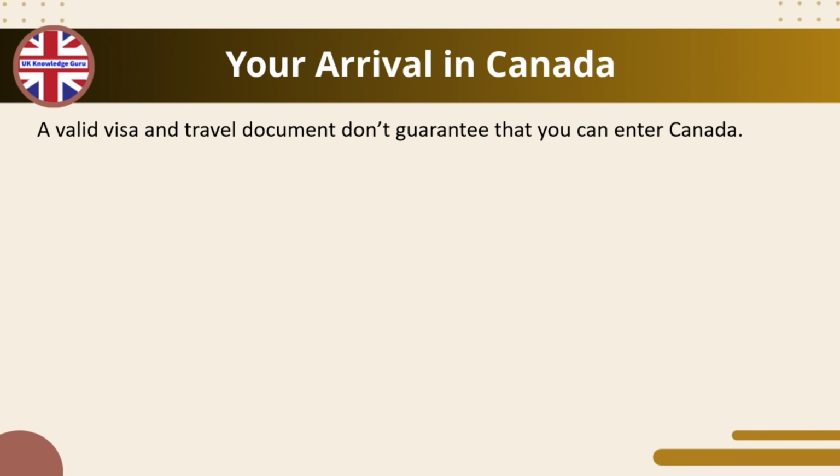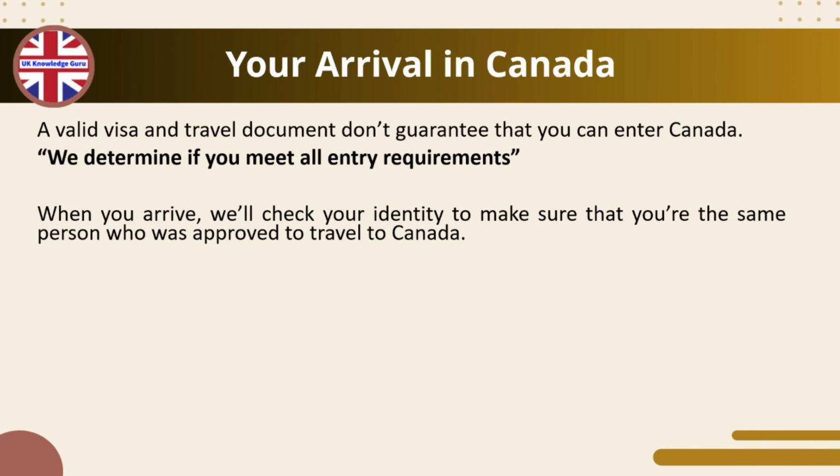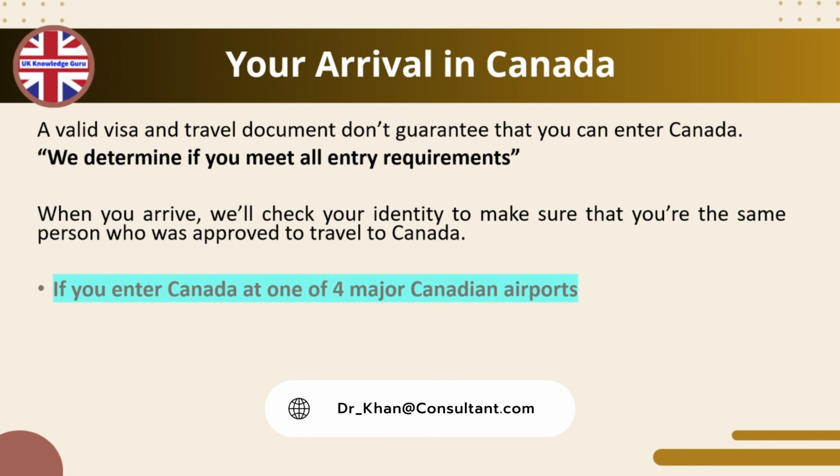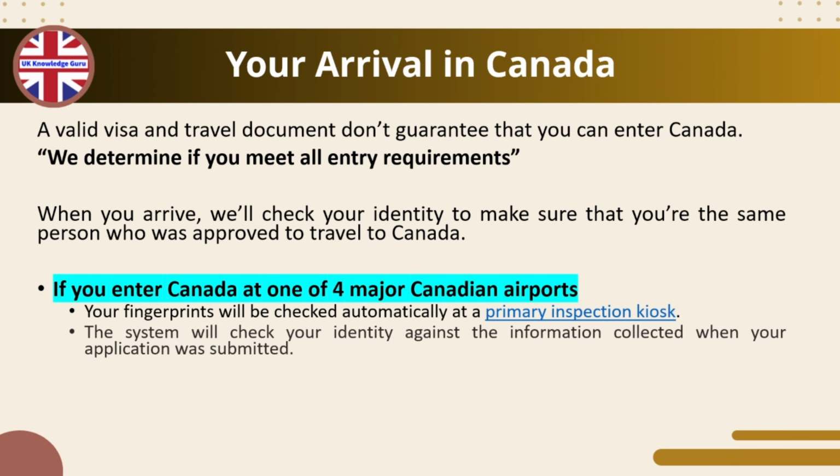Once you arrive in Canada, a valid visa or travel document doesn't guarantee that you can enter Canada. The Canadian government says they need to determine if you meet all the entry requirements, and then they will decide whether you are allowed or not. When you arrive, they will check your identity to make sure that you are the same person who was approved to travel to Canada. If you enter Canada at one of 4 major Canadian airports, your fingerprints will be checked automatically at a primary inspection kiosk. The system will check your identity against the information collected when your application was submitted.